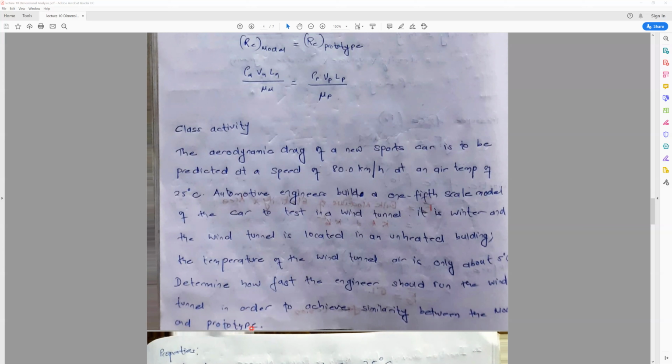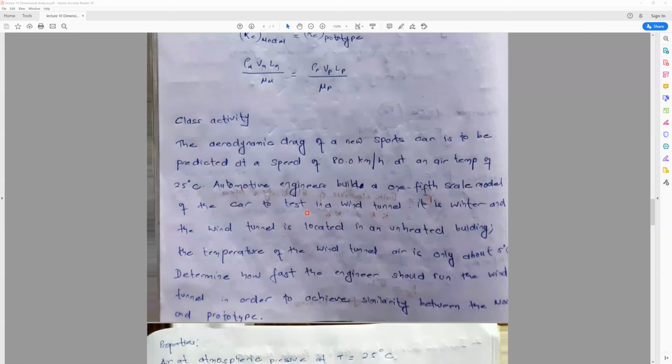So the question is saying there is a sports car which a company wants to build, but it wants to test its performance when it is traveling at 80 km per hour. In particular, it wants to test how much drag force the sports car is going to get when it's traveling at 80 km per hour at a temperature of 25 degrees centigrade. And the setup for the model is a wind tunnel.